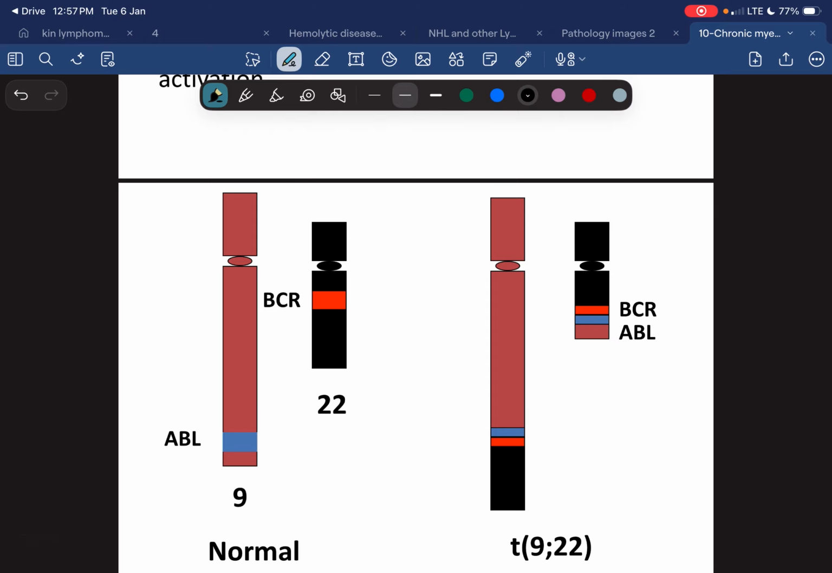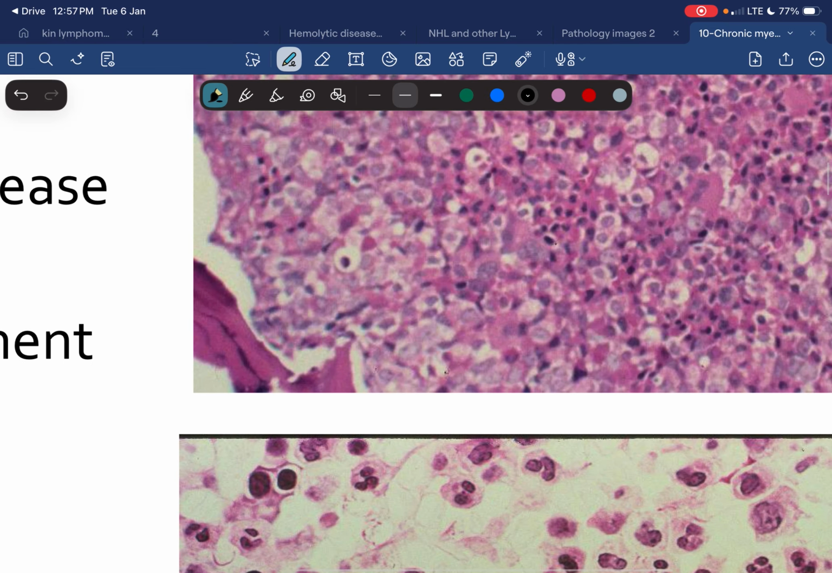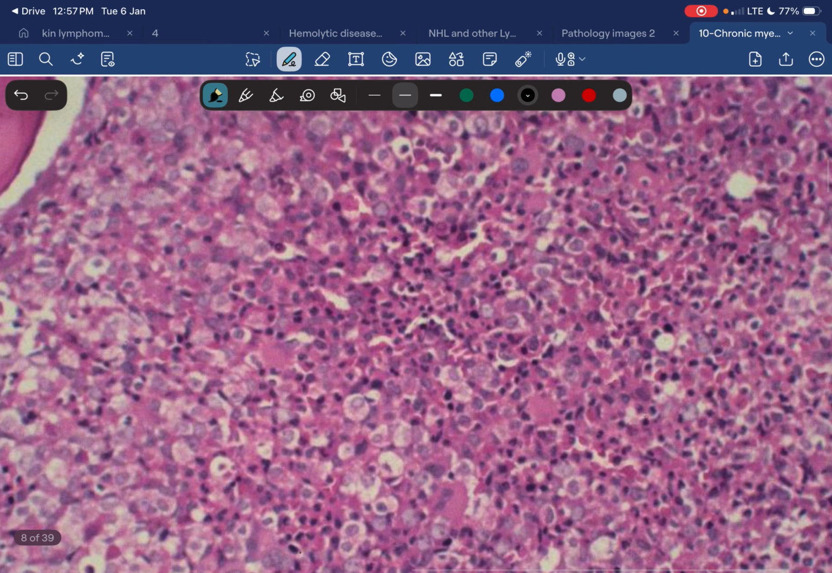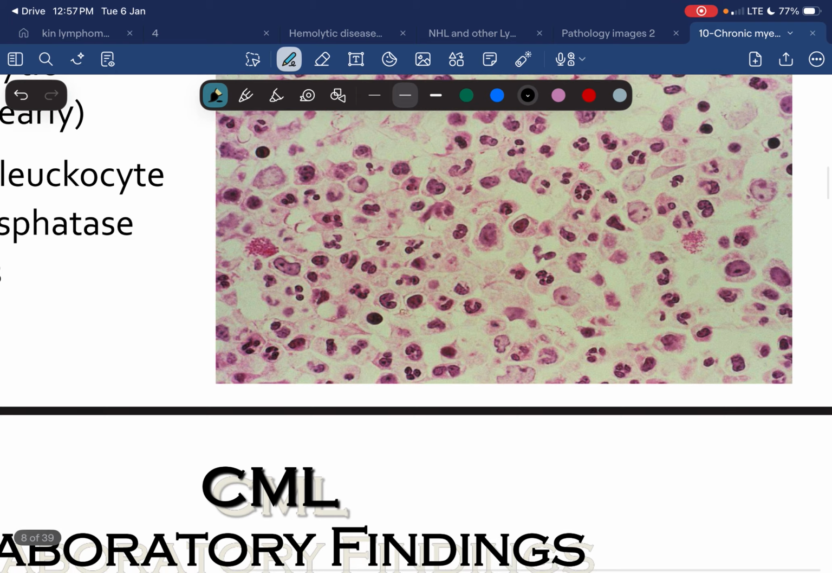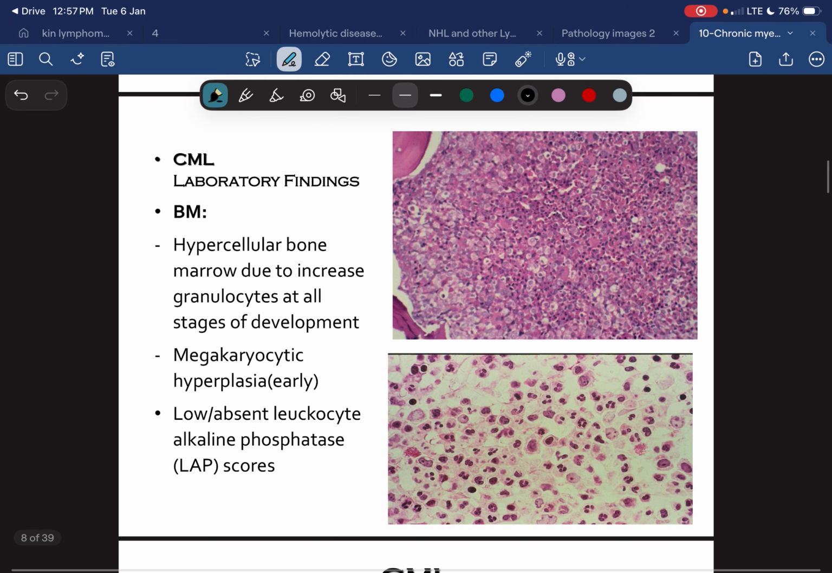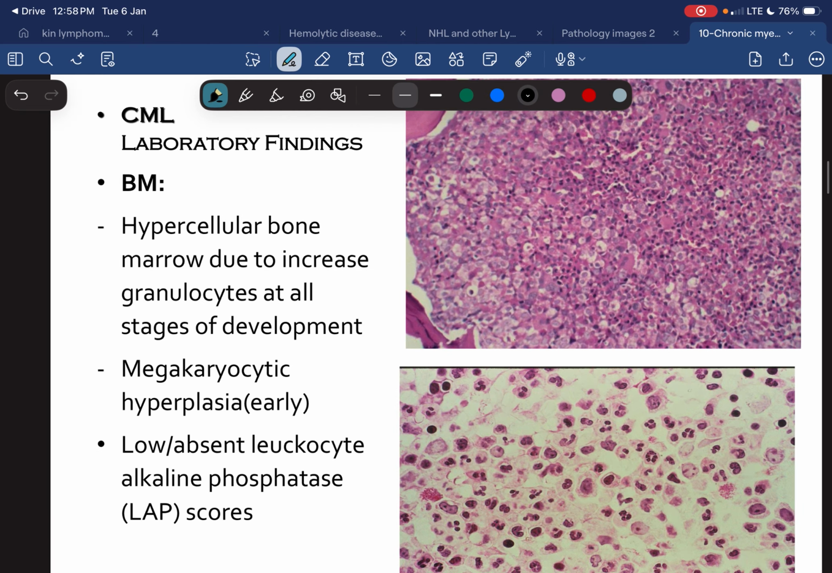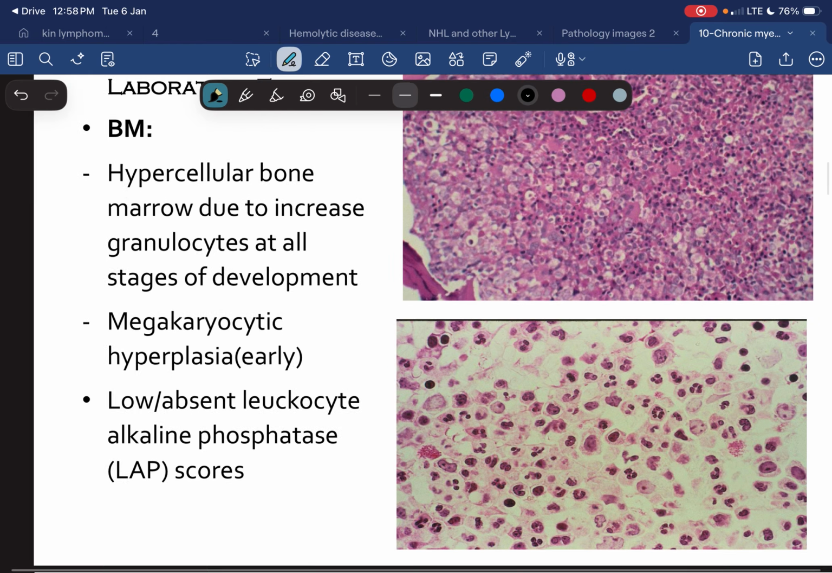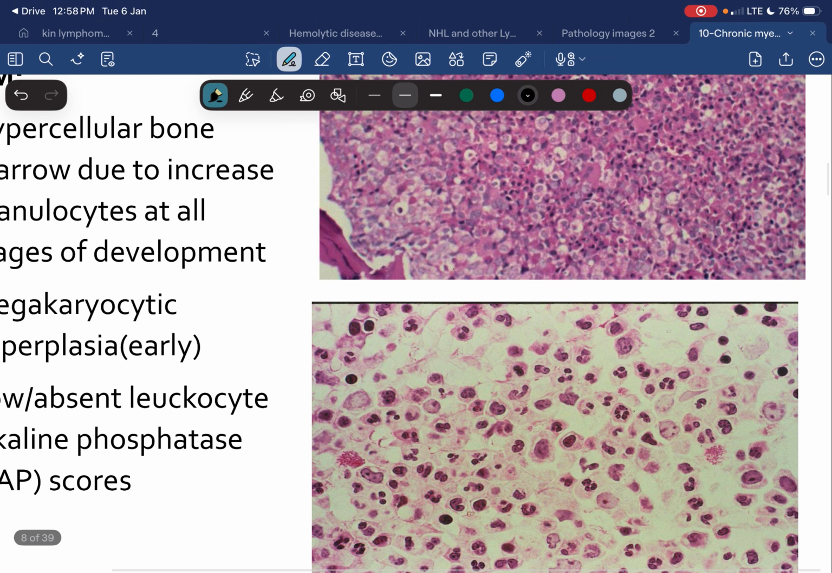Laboratory findings. Bone marrow biopsy shows hypercellularity with mature granulocytes, myelocytes, band cells, promyelocytes. All stages of differentiation of granulocytes will be seen. Megakaryocytic hyperplasia early in the disease. Megakaryocytes are the cells that produce platelets, large cells.